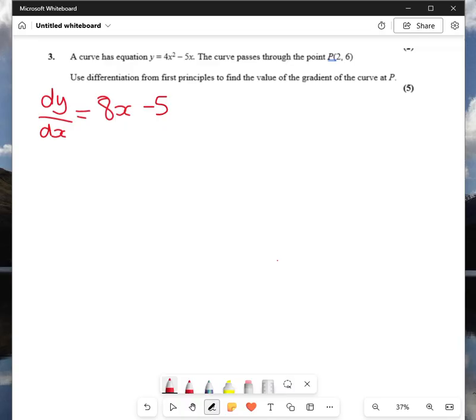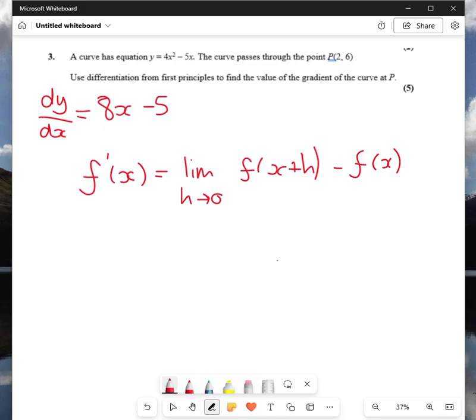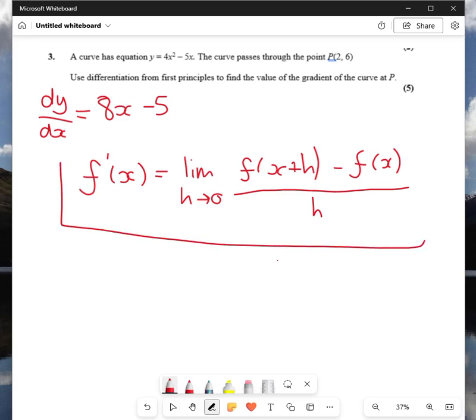You are given this in the formula book. You do not have to remember this. So it looks like this: the first derivative of f of x is the limit as h tends to 0 of f of x plus h, minus f of x, over h. Remember, this is basically changing y over changing x, where we're changing the value of x, moving it a little bit along, and then as h tends to 0, we get rid of all the h's at the end. That is the differentiation from first principles formula.